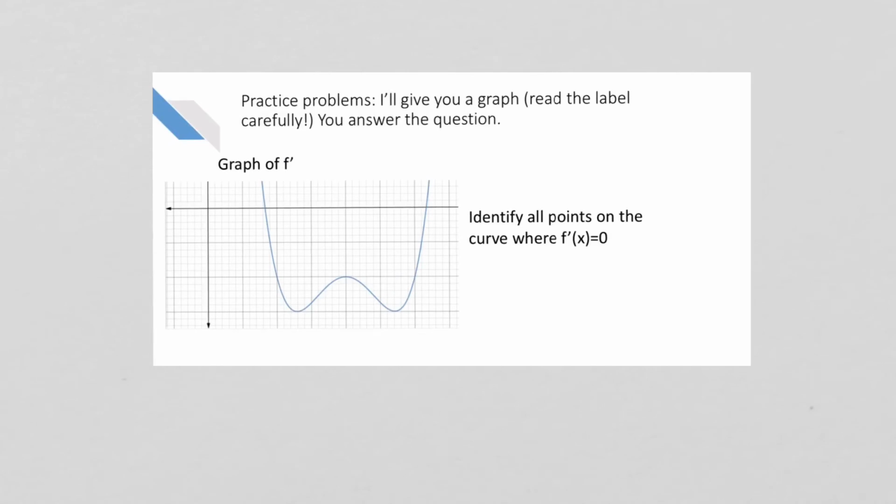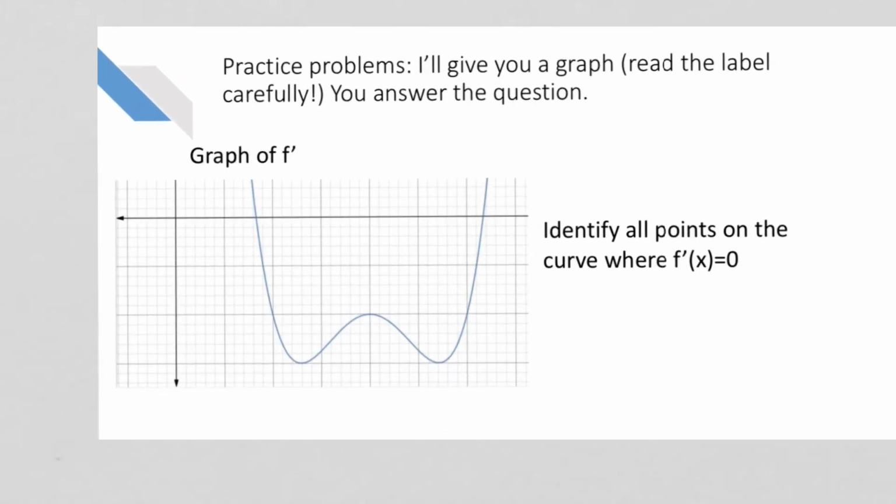Identify all points on the curve where f prime x equals 0. Well, this is a graph of f prime, so what we should do then is just label its x-intercepts. Right there, f prime is equal to 0 because the output of f prime is 0, and then you should remember that that is a point where f, the curve that f prime is describing, is going to be flat. And we'll talk about more specifics later as we keep going through practice problems.